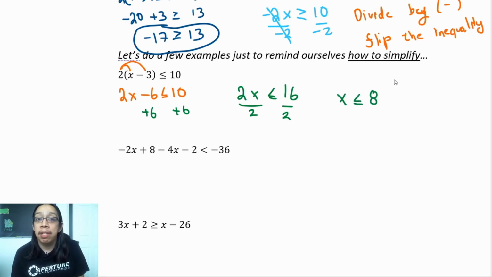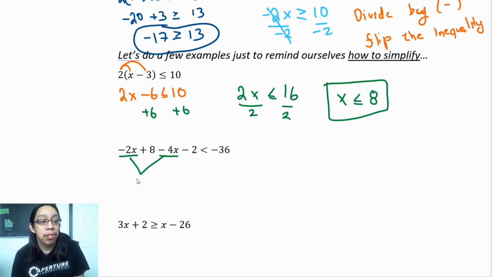We do not flip the inequality because we did not divide by a negative number as our very last step. So this is your solution: x is less than or equal to 8. Okay, let's look at the next one. We don't see any parentheses here, so we're probably not going to distribute. But there are a couple of things that we can combine here. We can combine negative 2x and negative 4x, which gives you negative 6x.